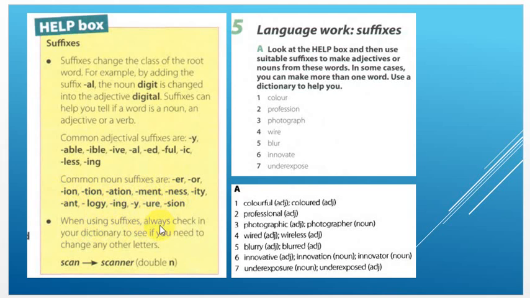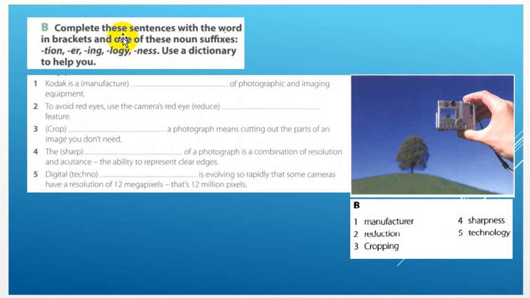When using a suffix, always check in your dictionary to see if you need to change any other letter. Scan, scanner. Okay, language work, suffixes. Do it by yourself here. Color, colorful, and colored. Okay, and let's go to the next slide. Here, complete the sentence with the word in brackets and one of these suffixes. Here we have suffixes, and here we have the answer key. Please do it. Manufacturer.